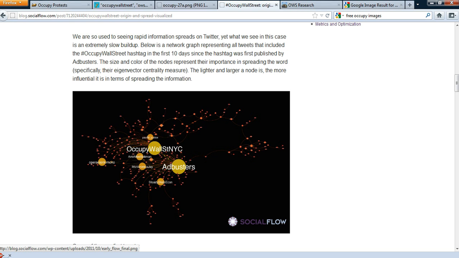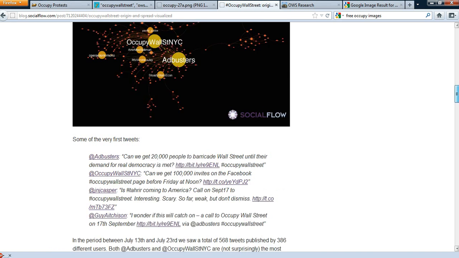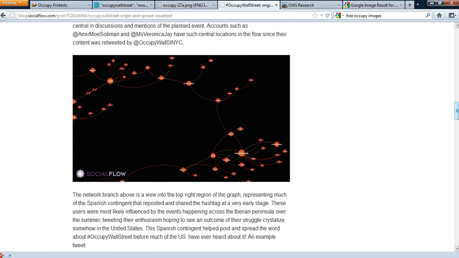I see. So what does this cluster to the right mean? That's a really good question, and there's more of a close-up here. The network branch represents much of the Spanish contingent that reposted and spread the hashtag at a very early stage. This Spanish contingent helped post and spread the word about Occupy Wall Street before much of the United States had even heard about it. That's saying something.